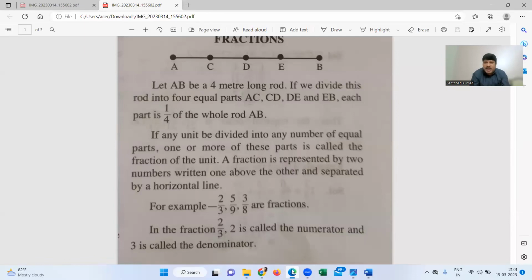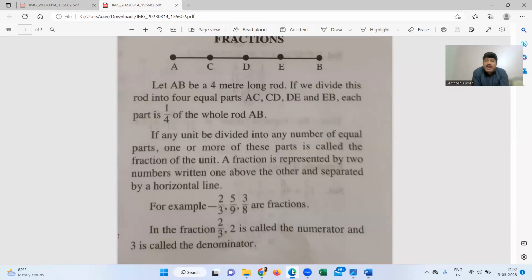What is a fraction? Actually, here we have taken a line, let it be a rod. AB is a complete rod. Now, if we divide this rod into 4 equal parts, here AC is one part, CD is one part, DE is one part, and EB is one part. So totally he has divided it into 4 parts, isn't it?